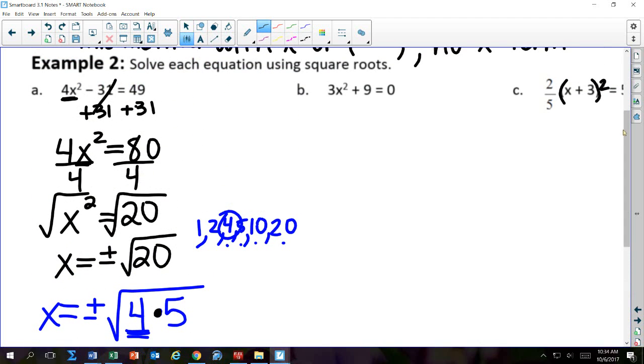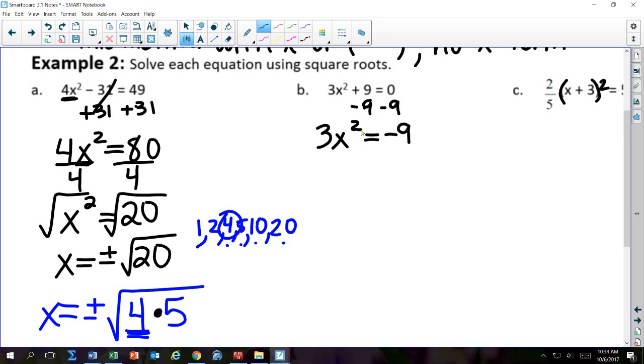Alright, so for the second one, we've got 3x squared plus 9 equals 0. We need to try to isolate the x squared term. Gabby, how would you start this? Great. Subtract 9 from both sides. So we get 3x squared equals negative 9.